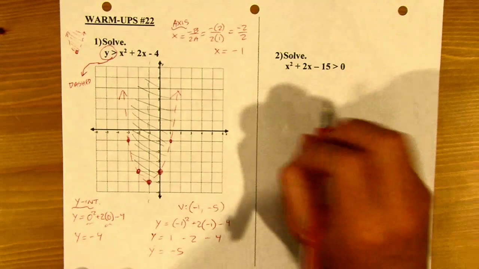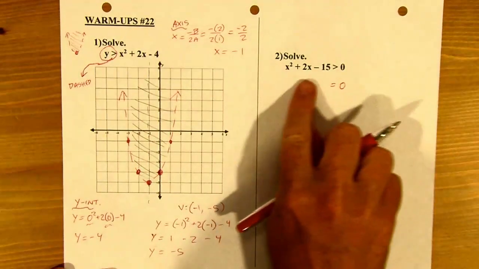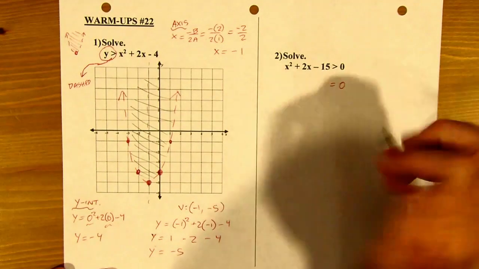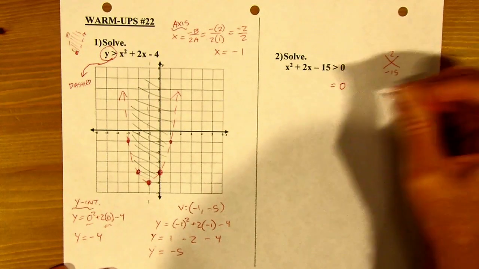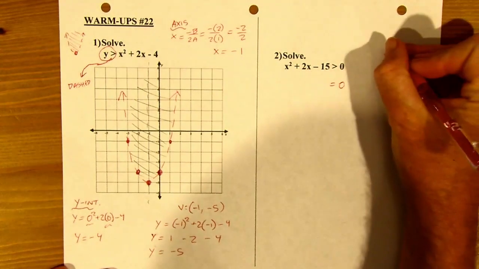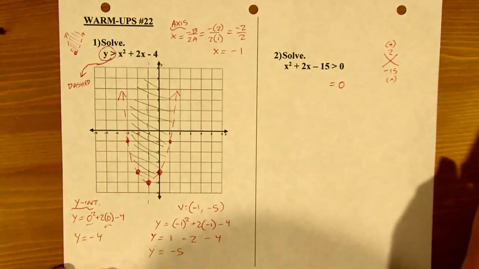So I'm going to leave that equal to 0. Since I'm just pretending it's an equation, I'm going to factor the left side of this. So I'm going to use a diamond problem. I'm taking the 2 up there, looking for 2 numbers that add to 2. Same 2 numbers multiply to negative 15.